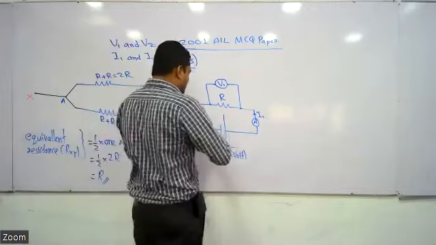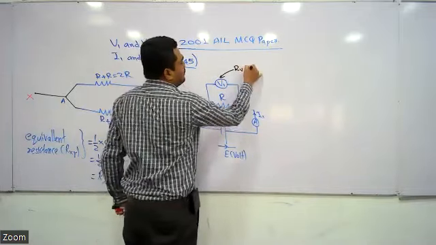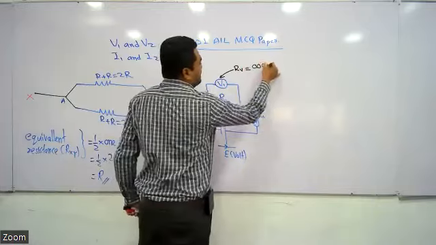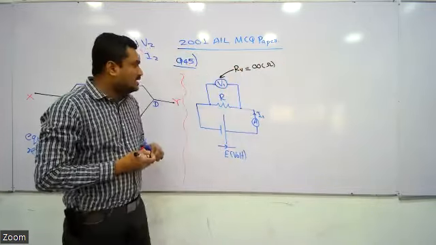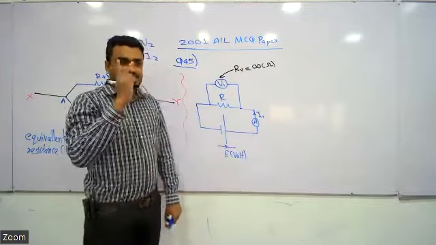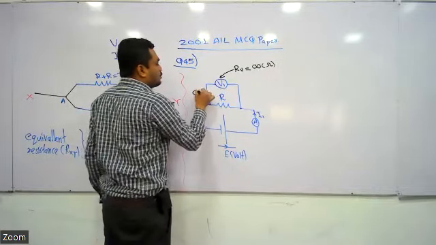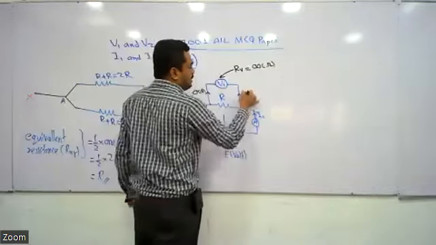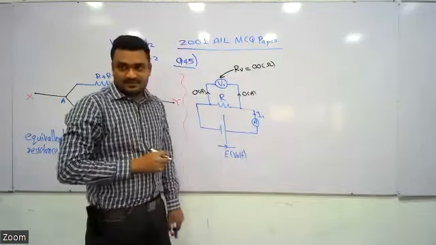Voltmeter is ideal means internal resistance of the voltmeter is infinite. That is the first fact. The second thing, voltmeter ideal means no current flows through it. No current flows through the voltmeter. From this side no current, from the other side no current.